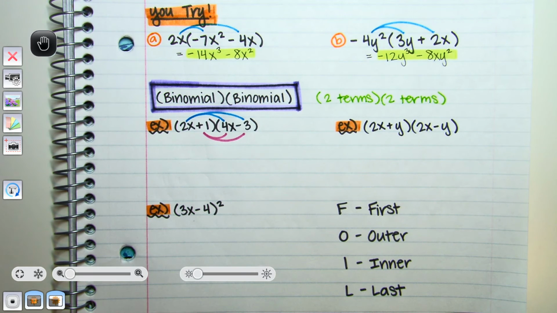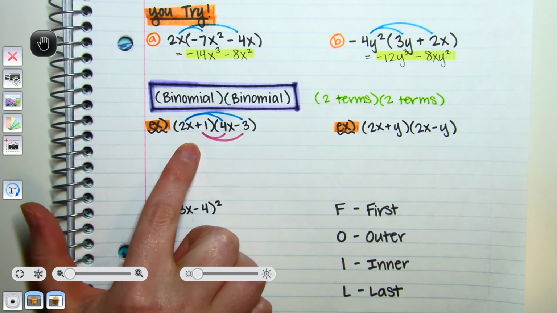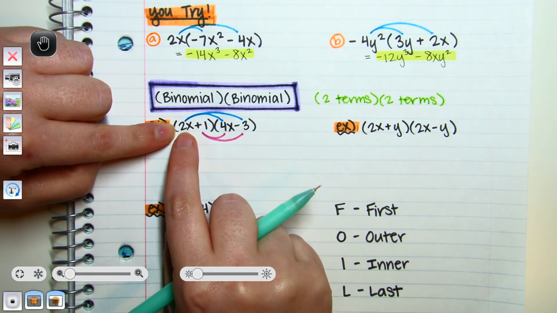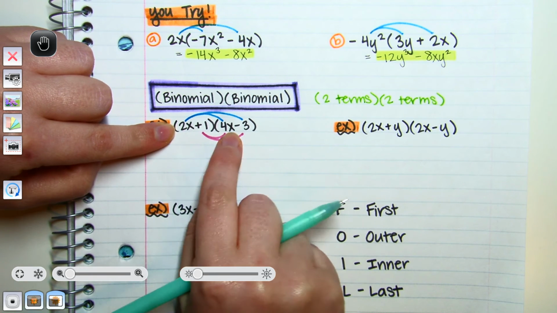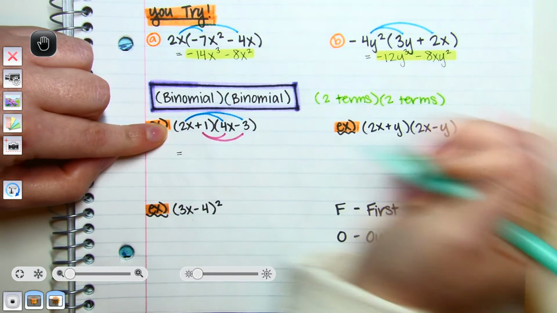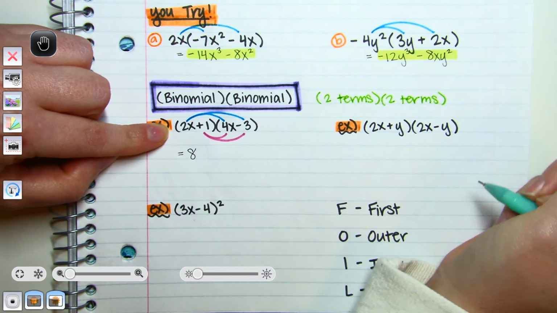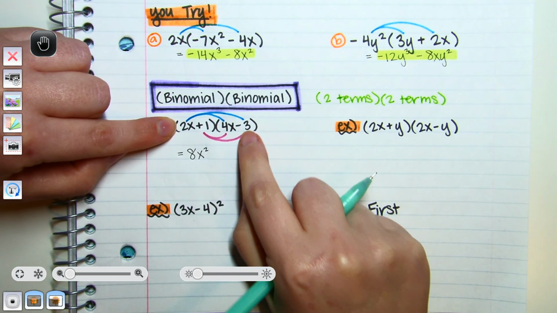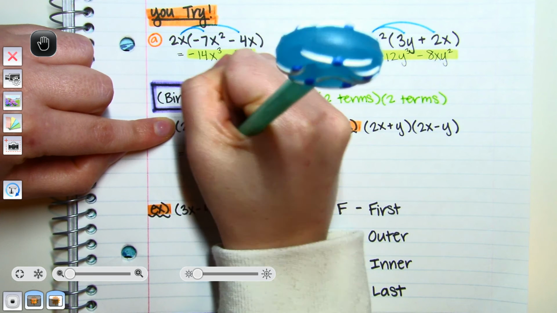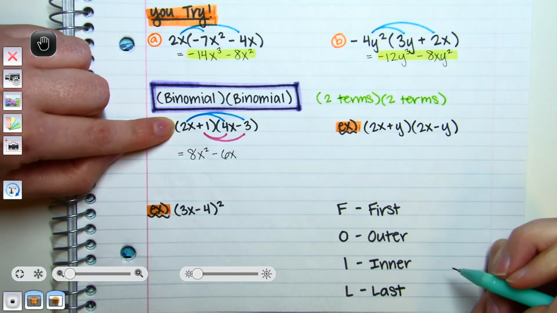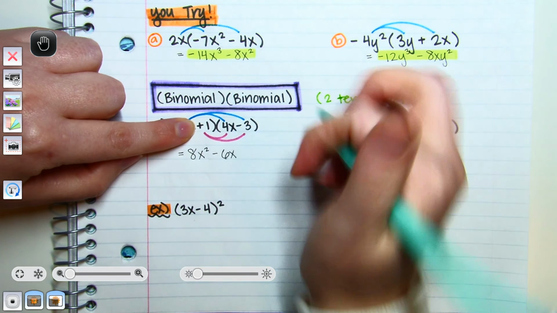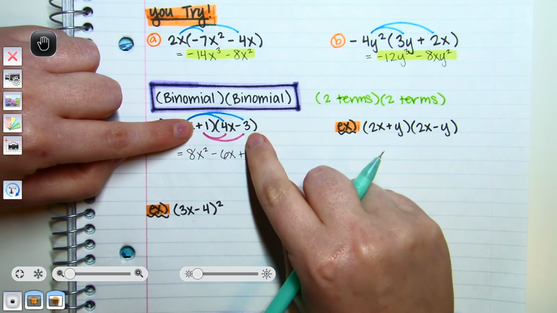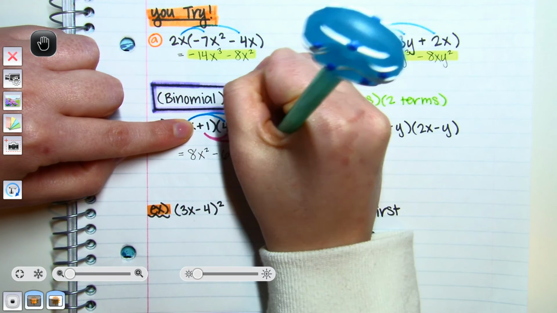So let's go ahead and look at that with this one. So 2x, first terms, 2x times 4x. Multiply the coefficients, so 8. And then x times x is x squared. Outer is the 2x times negative 3, which is negative 6x. Inner is the 1 times 4x, which is 4x. And then last is the 1 times negative 3, which is negative 3.